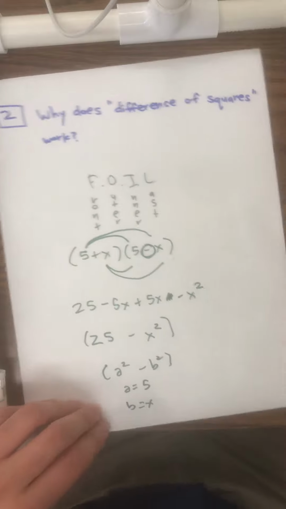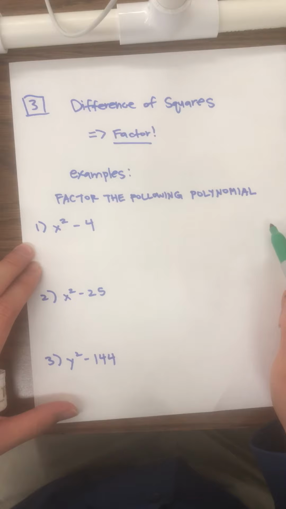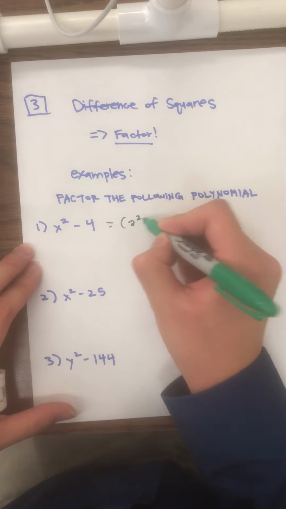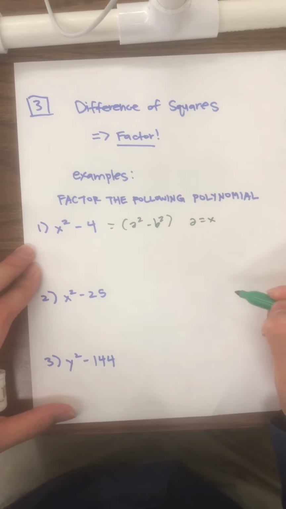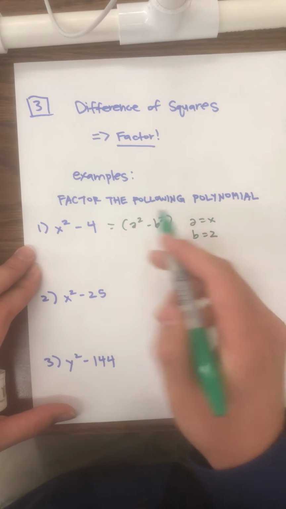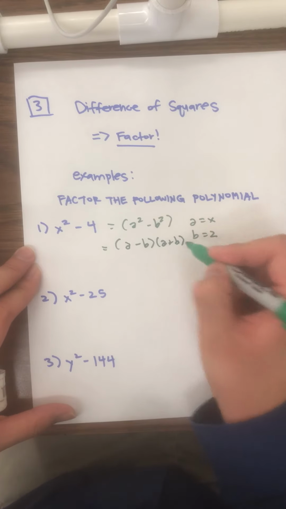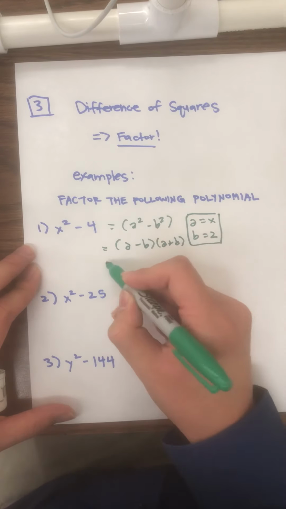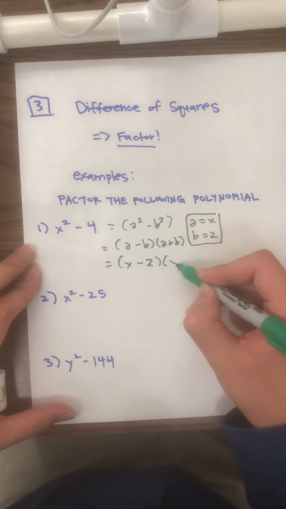So let's try some examples. Factor the following polynomial: x squared minus 4. This is in the form a squared minus b squared, right? What's a? A is x. What's b? B is 2. So if we know anything in this form can be factored into the form a minus b times a plus b, we can just plug in what we know into our formula. So a is x, b is 2. So we have x minus 2 times x plus 2.